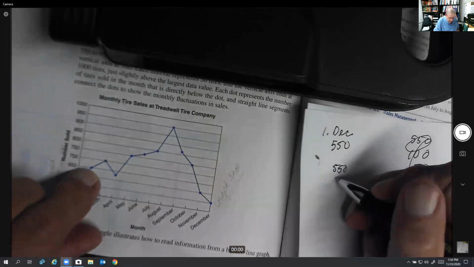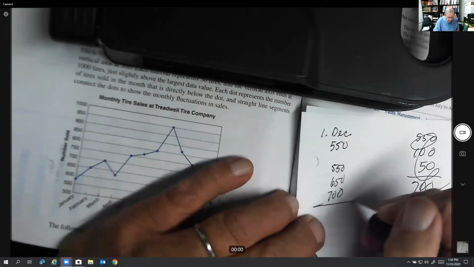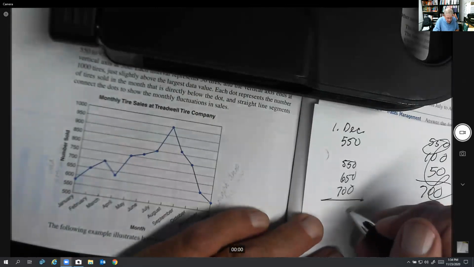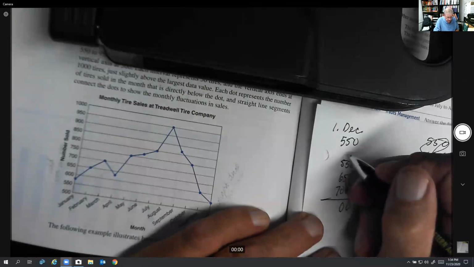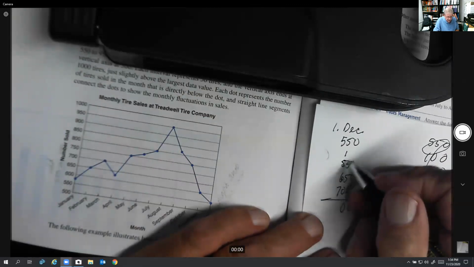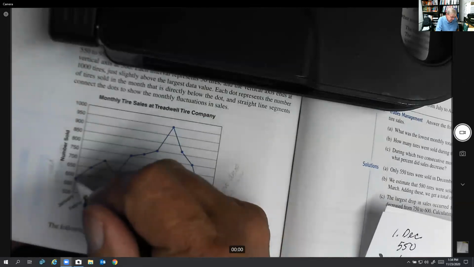And then the next month they sold 650. And then the last month they sold 700. So the total for the first 3 months was the sum of those numbers. 0, 0, carry the 1. Let's say that'd be 1,900 tires they sold in the first 3 months. That's why this was the lowest amount.